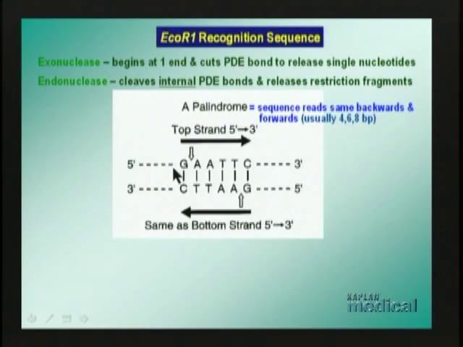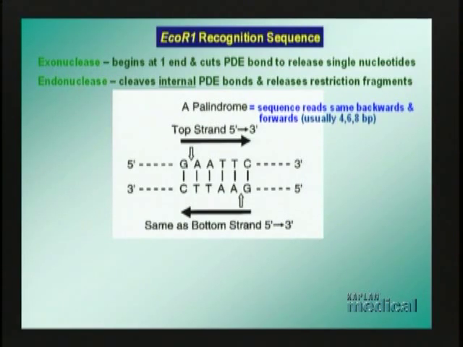Here's a palindrome, 5' GAATTC. Now, you're going to look at that and say, that's not a palindrome, because a palindrome reads the same backwards and forwards, like the word Xanax. Xanax is a palindrome. XANAX reads the same backwards and forwards. But here, a palindrome regarding DNA reads the same backwards and forwards on the opposite strands of the DNA, not on the same strand of the DNA.